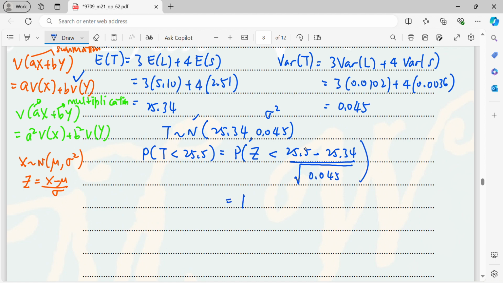And then now here I will be getting P Z less than 0.754. So when P Z less than 0.754, you can just read from the table, the normal table, that is going to be 0.7746. And now you round the value to 3 significant figures, then you will be getting 0.775. So that's the solution of this question.